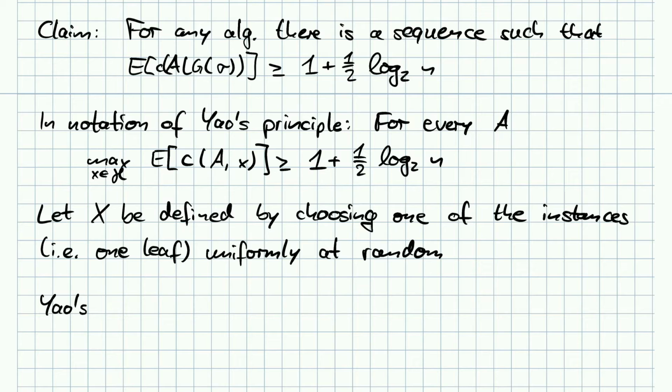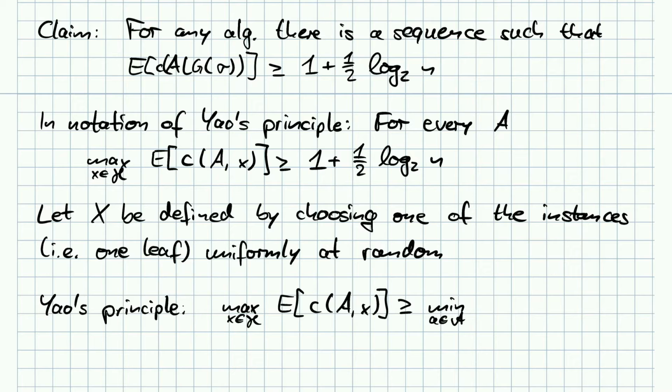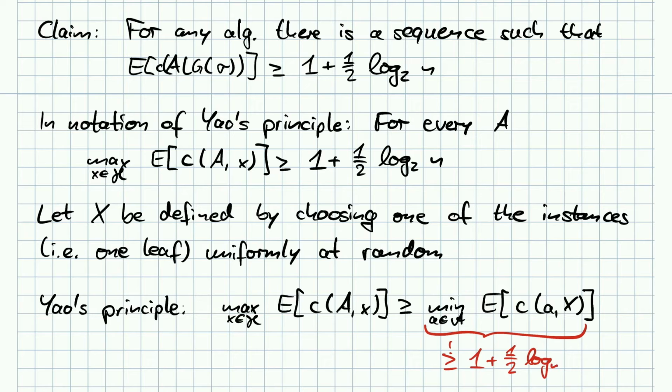And now Yao's principle tells us that the worst case performance of the randomized algorithm that we're currently considering is at least the performance of the best deterministic algorithm on this random instance. So what we claim is that this is at least 1 plus a half times log to the base of 2 of n.